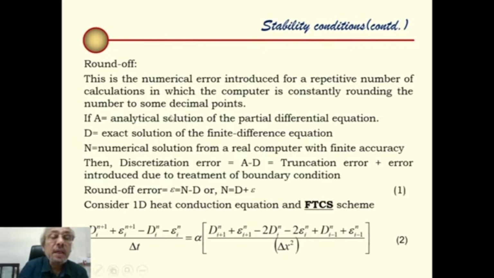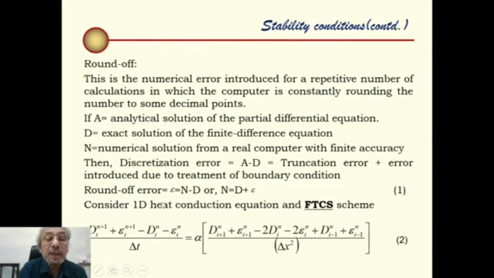So if A is the analytical solution and D is the hypothetical or ideal solution of the finite difference equation, A minus D is the truncation error, and also error introduced due to treatment of boundary condition. If we introduce some approximation, maybe the boundary condition can be a Neumann condition where the derivative has to be defined. Directly the value of the dependent variable is not applied. So there we do some approximation, and due to all this, some error may be introduced. So that is the discretization error, A minus D: truncation error plus error introduced due to treatment of boundary conditions.